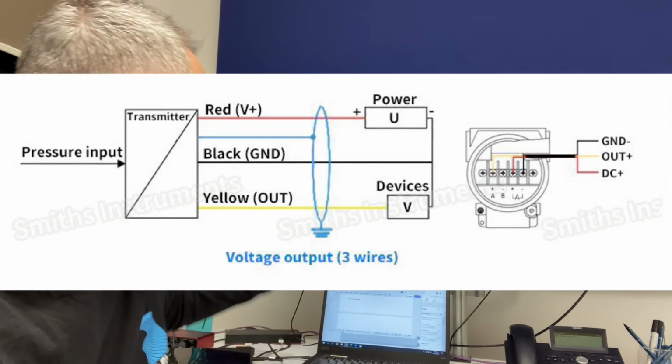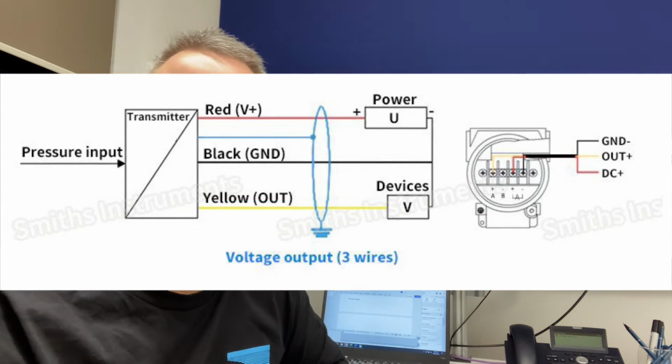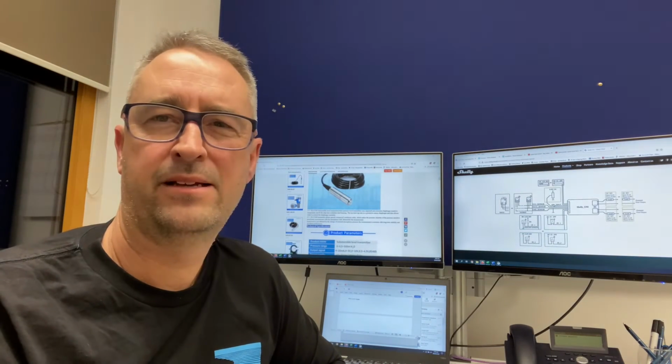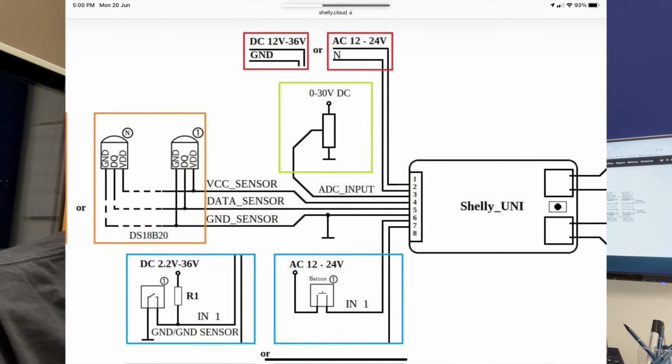So we've got our sensor. There's three wires coming out of there, a positive, a negative, and a voltage output. And then we've got our Shelly Uni here. So I've got a 12 volt power supply, and I'm going to use that to supply energy to both of these two devices. So with the Shelly, it's really easy. We have a positive and negative input, pins number 1 and 2, and then we have a 0 to 30 volts DC input line over there.